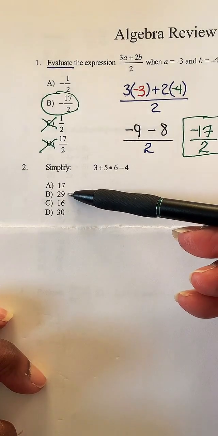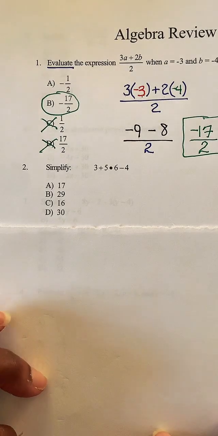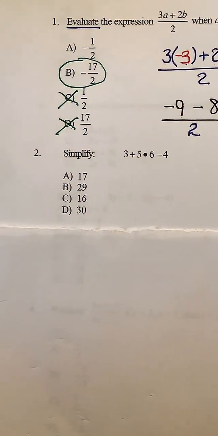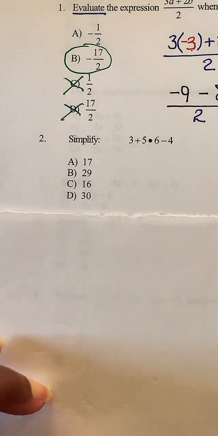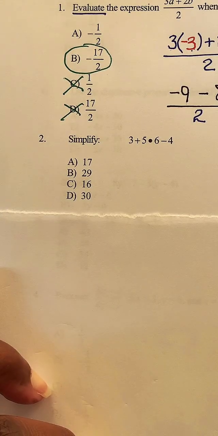Okay. So I'm not sure if you guys can see, but I'll try and make it a little bit bigger. So 3 plus 5 times 6 minus 4. Okay, so it's 3 plus 5 times 6 minus 4. Okay, answer choices. A is 17, B is 29, C is 16, and D is 30. I might have to do this zoom in, zoom out thing for a bit. All right. So let's see what you guys are coming up with.